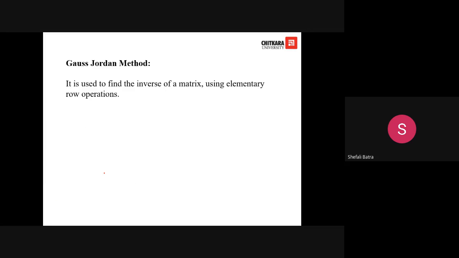Gauss-Jordan method. This method is used to find the inverse of a matrix. Right? The Gauss-Jordan method is used to find the inverse of a matrix. What is the condition to find the inverse of a matrix? Tell me, anyone? What is the condition to find the inverse of a matrix?